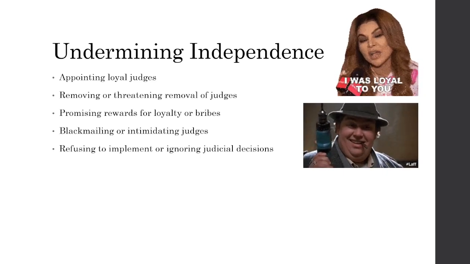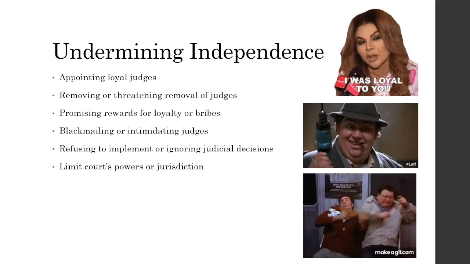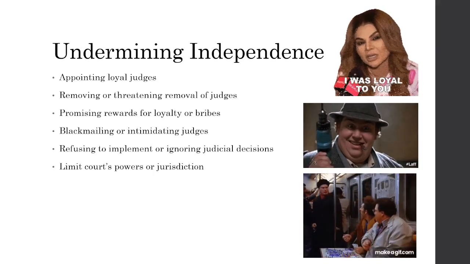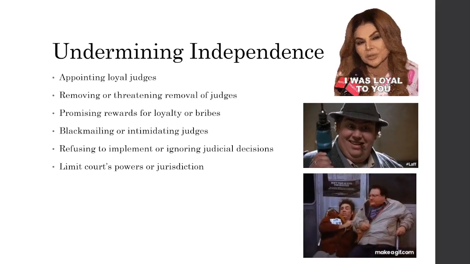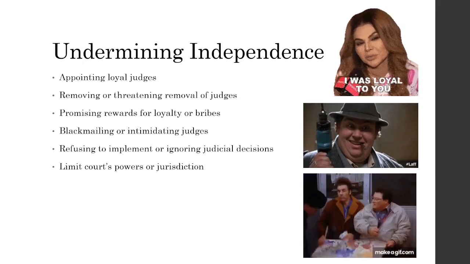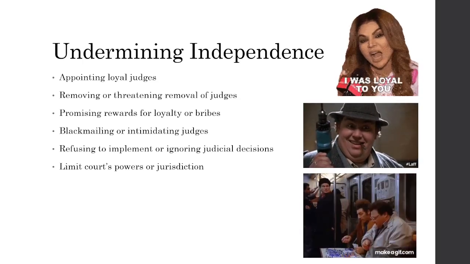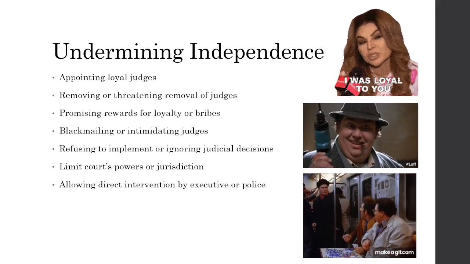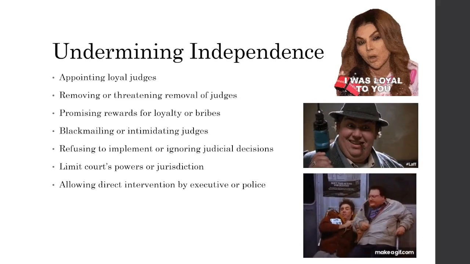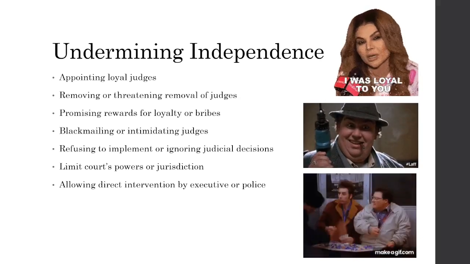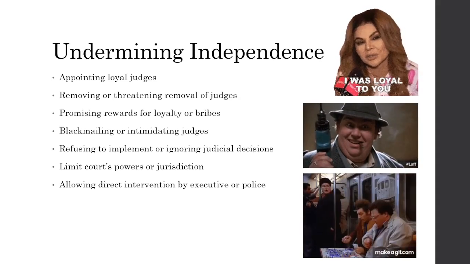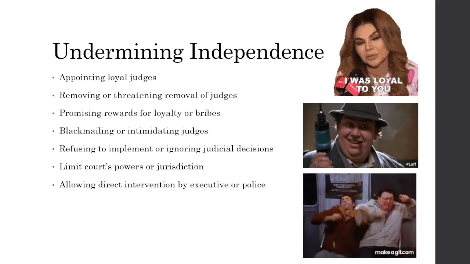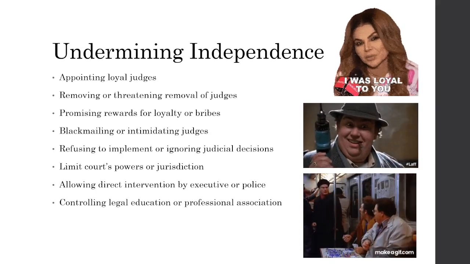So if there's a precedent set in the United Kingdom and the judges just ignore it, that's undermining their independence dramatically. If the court's power or jurisdiction is limited, that's going to undermine their independence if they don't have the ability to execute their job correctly. As well as allowing direct intervention by the executive or the police, or if the president says no, or they remove a judge halfway through a case, that's going to undermine the independence. There's no checks and balances or separation of powers in that case.